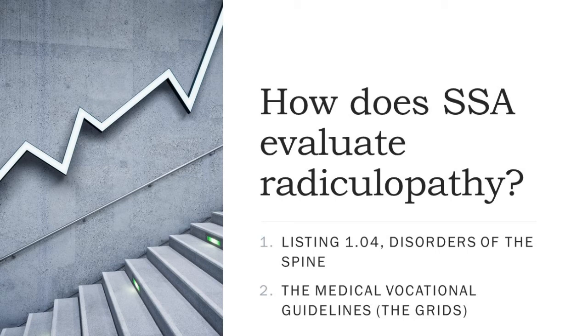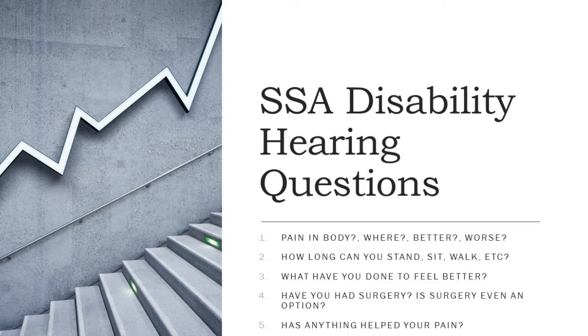In addition to Listing 1.04, the Social Security Administration can also use the grids, which formerly are known as the Medical Vocational Guidelines. The grids really help people who are 50 and older and maybe haven't attained a high level of education. But the more educated you are and the younger you are, the more difficult it is to be found disabled based on the grids.